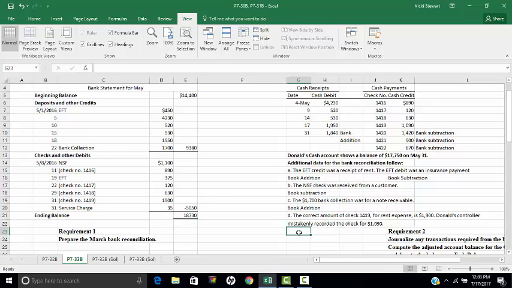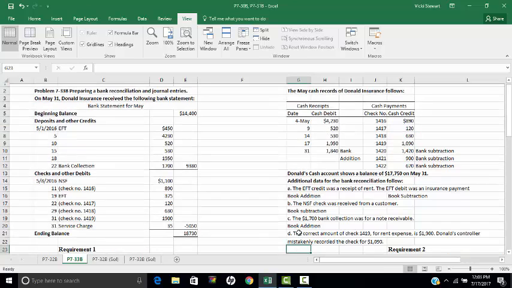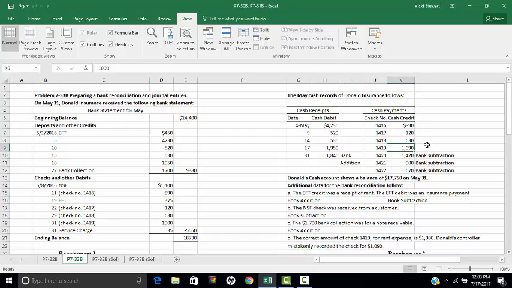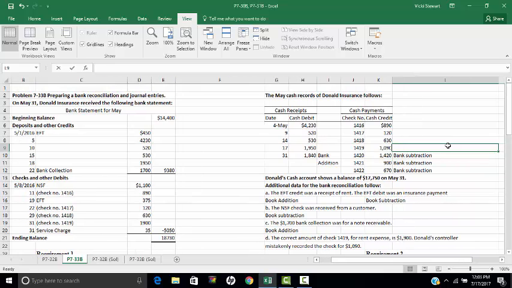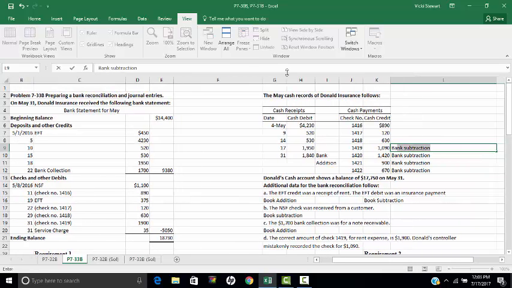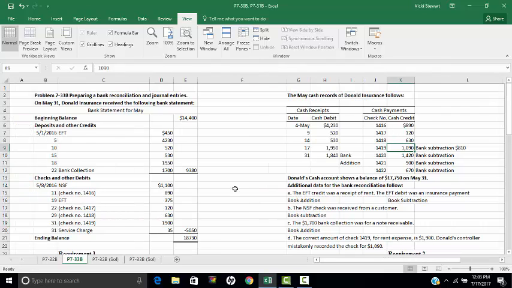Then the last one, D, says that the correct amount of check 1419 for rent expense is actually the $1,900, and Donald's controller mistakenly recorded the check for $1,090. So that means that this entry is actually incorrect. So the difference is going to be a bank subtraction, and that would be for $810, because the difference between $1,900 and $1,090 is $810.